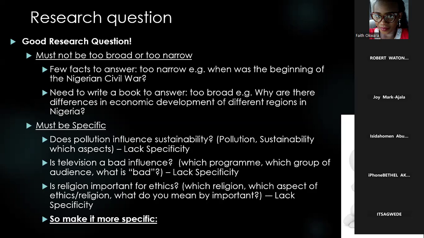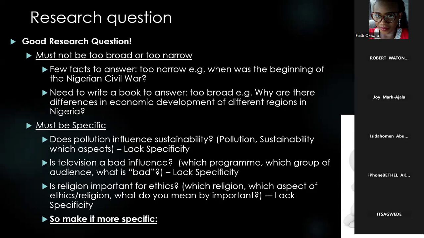Is television a bad influence? Is it the item itself or the program on the television? And which of the programs are you talking about? And if you say bad influence, what do you mean? How are you going to characterize bad influence? Why not look for what the influences are, and then we'll not decide whether it's bad or good. Because once you twist into one direction, it means you have concluded.